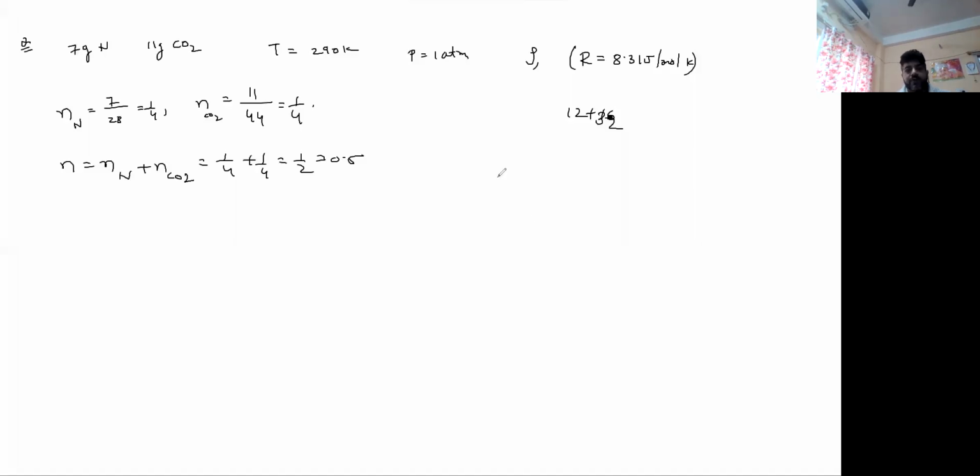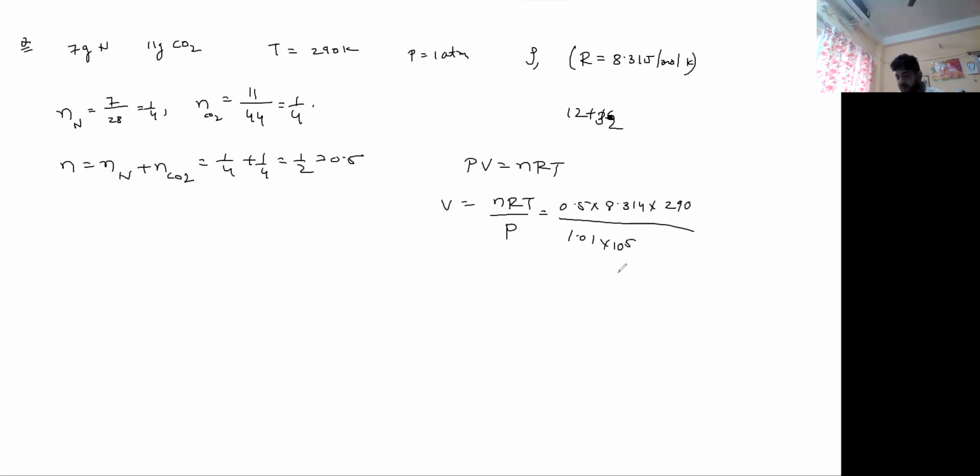So we know PV equals nRT, so volume is nRT by pressure. n is given 0.5, R is given 8.314, temperature is given 290 Kelvin, and pressure is given 1 atm. 1 atm pressure is 1.01 into 10 to the power 5. So the volume here is 1.19 into 10 to the power minus 2 meter cube. Clear?